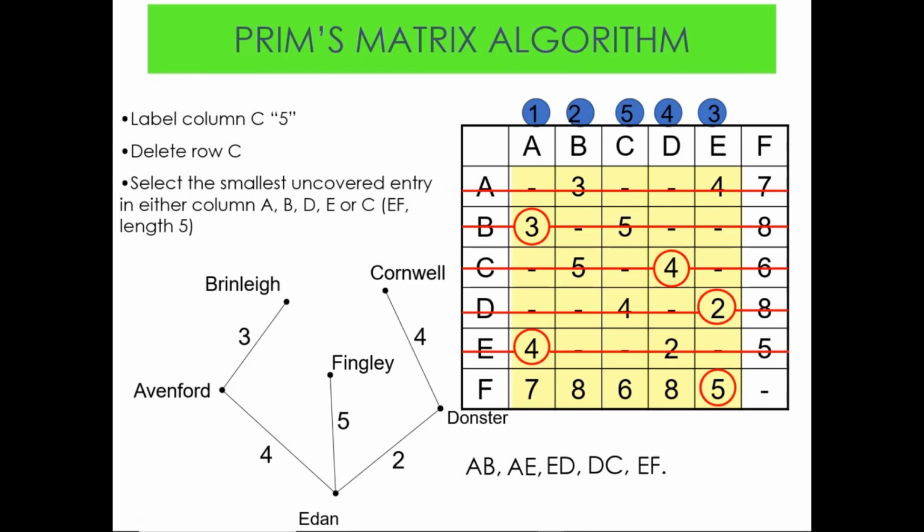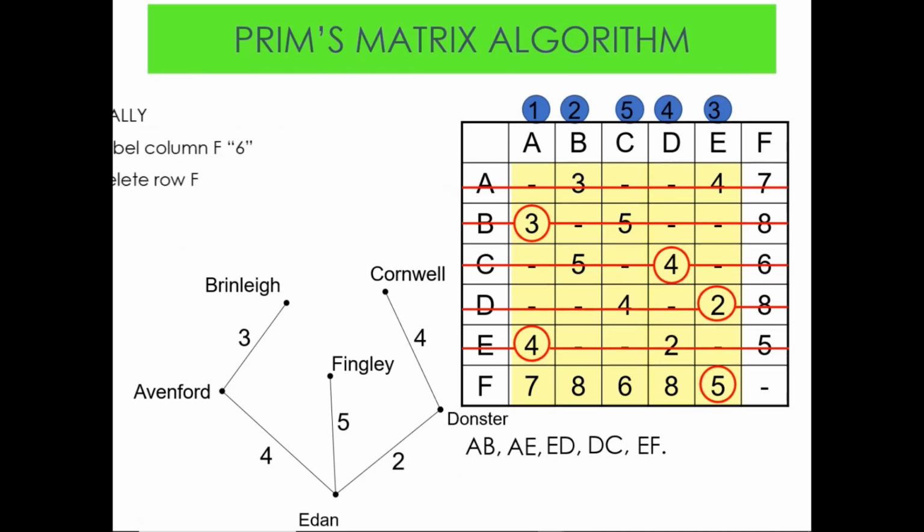So you're going to add that onto your diagram, add it onto your list, circle it, and then finally you can label up column F with a 6, and you could cross out row F. And you end this algorithm once you've labeled up all your columns and you've crossed out all of the rows. I think it's a little bit less intuitive than actually doing it from a graph, but it's just a process to learn.